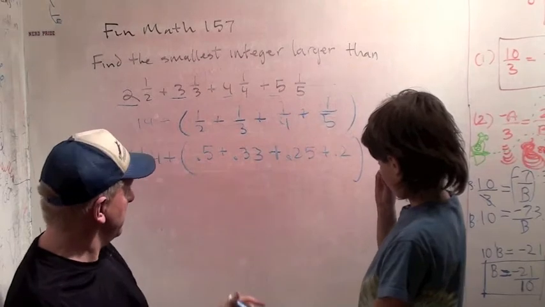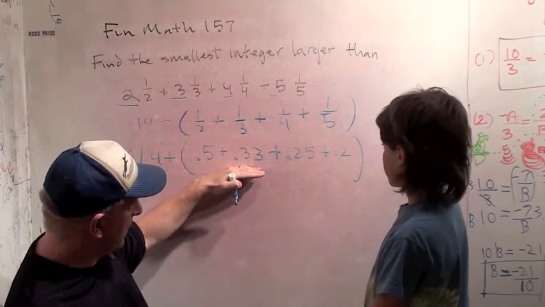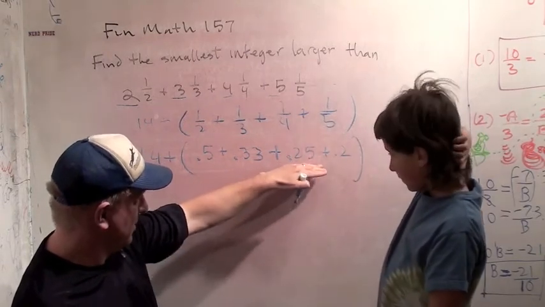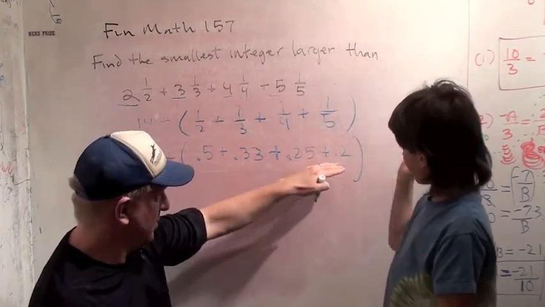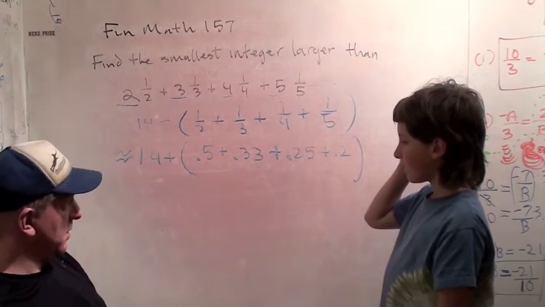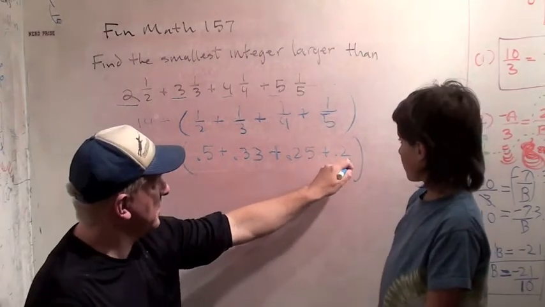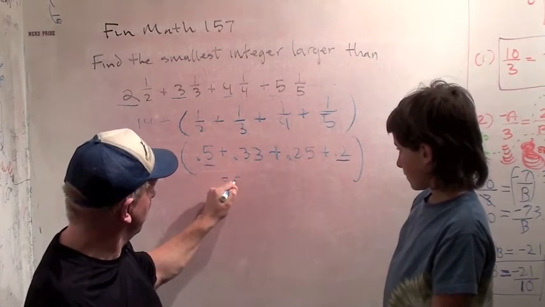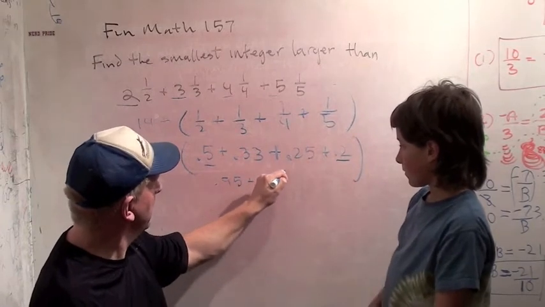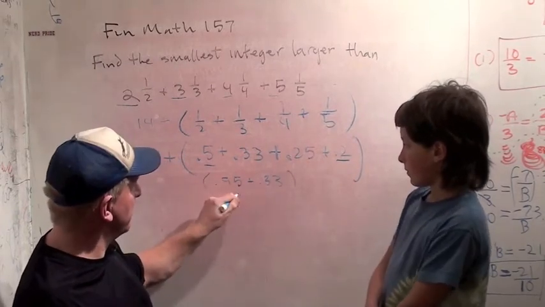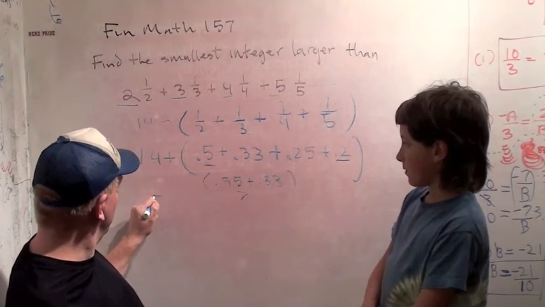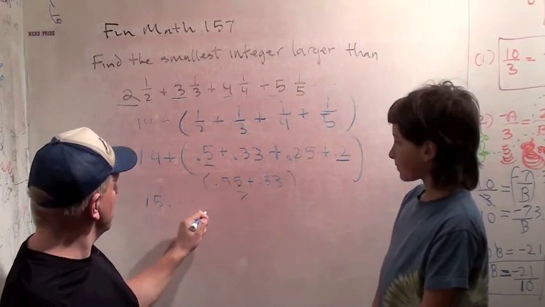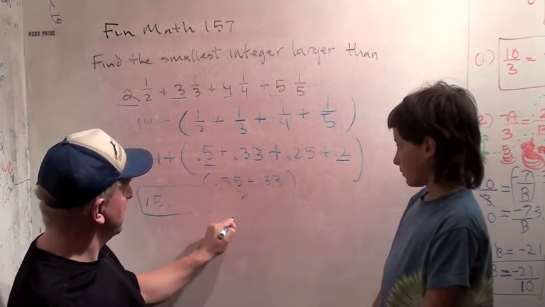So we have 14 plus, this is approximately equal to a half plus a third plus a fourth plus a fifth. Okay, let's try again. Let's add up the easy parts. 0.7 plus 0.25 is 0.95 plus 0.33. And the point is, this is bigger than 1. So it is 16. So this is 15 and some decimal. So the integer that's larger than this is, again, 16.